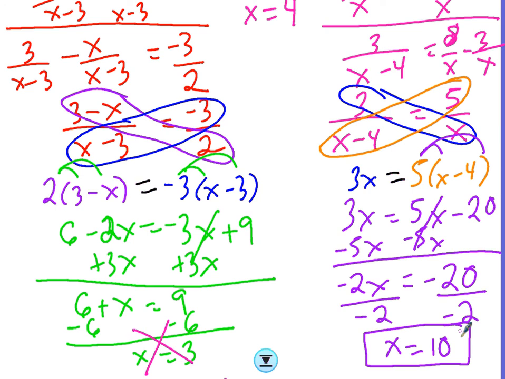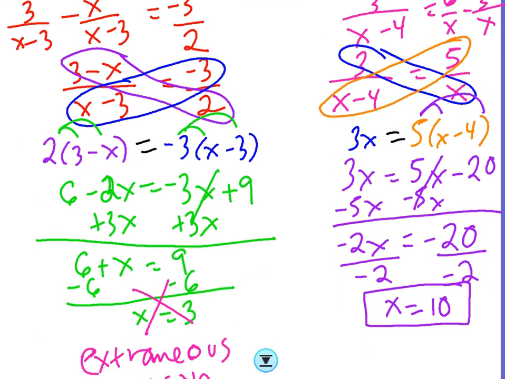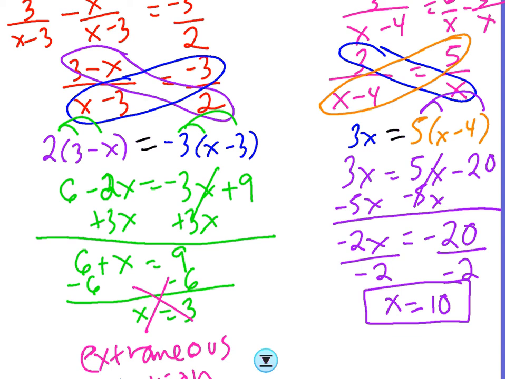And then we check to see if that positive 10 is one of our potential extraneous solutions. And if we look, we had 0 and 4, neither of which was 10. So this is a real solution to this rational equation.